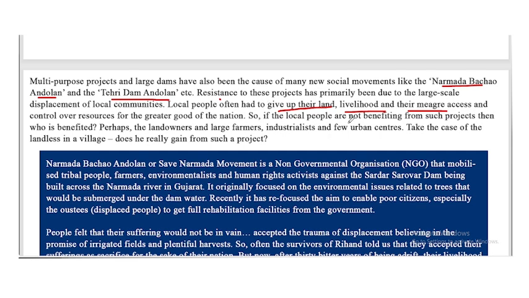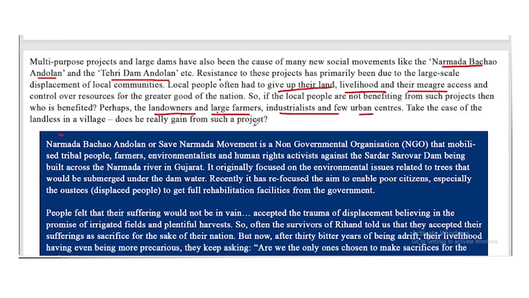So if the local people are not benefiting from such projects, then who is benefited? Perhaps landowners and large farmers, industrialists, and a few urban centers.